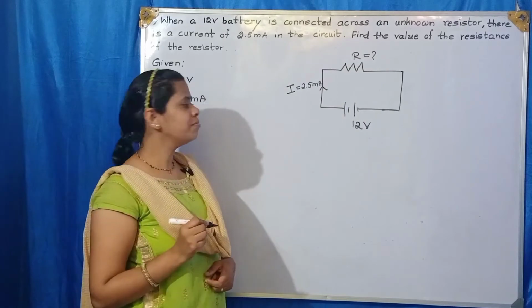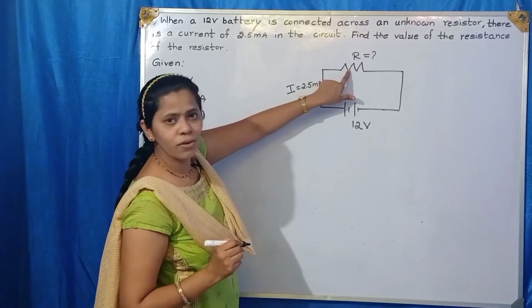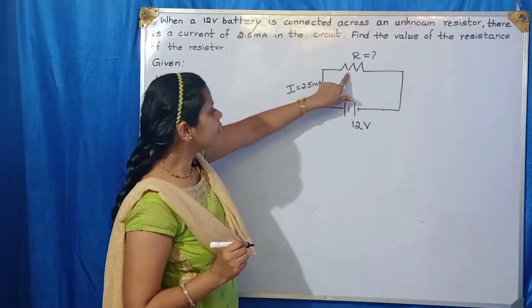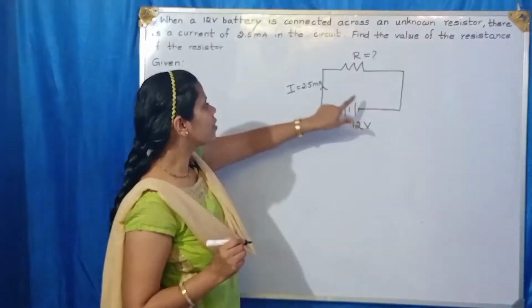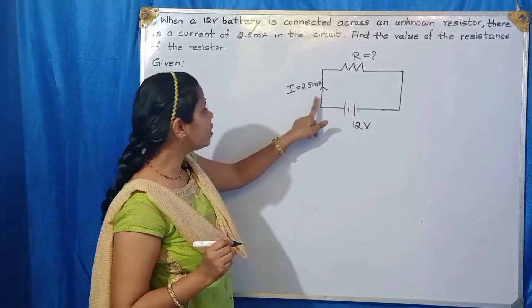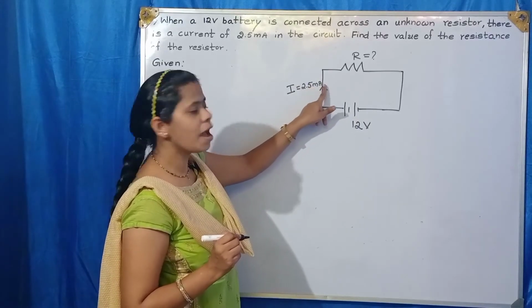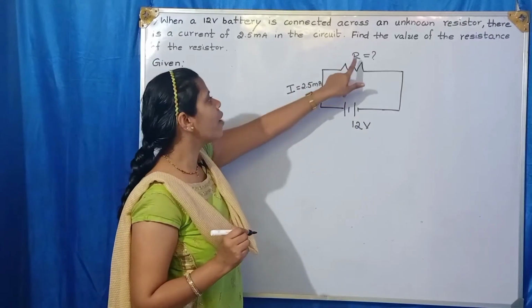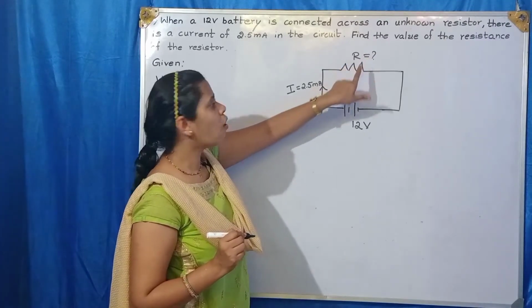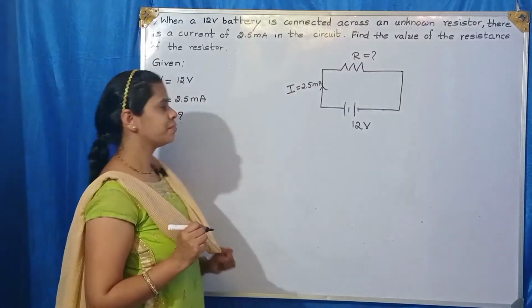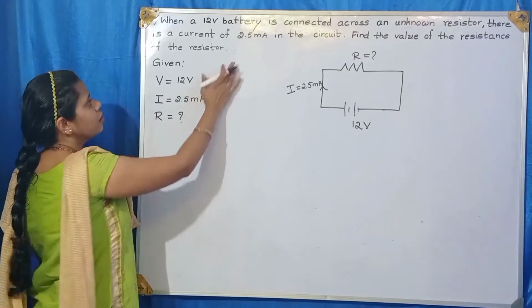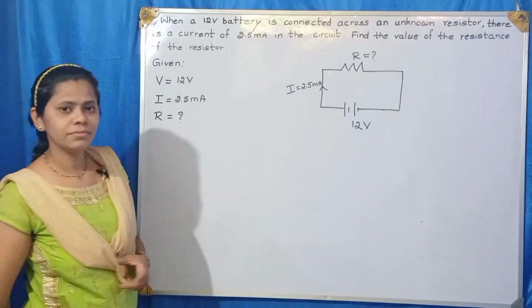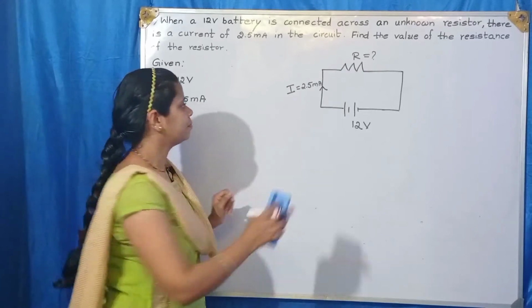Let me tell you again. See here, when an unknown resistor is connected to a 12 volt battery, then the current that flows in the circuit is 2.5 milliampere. Then we have to find out the resistance of this resistor. Did you understand the meaning of this question? Now let's solve it.